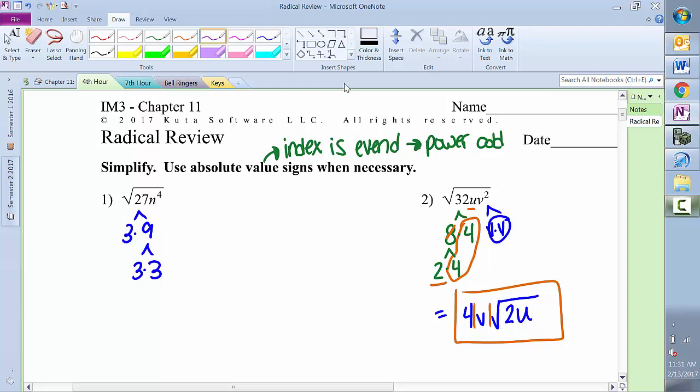The index is secretly 2, so it's a square root. With the square root we circle groups of 2. That's okay. A lot of people are getting that confused, so don't worry.